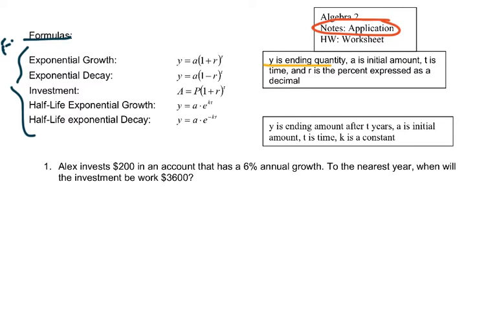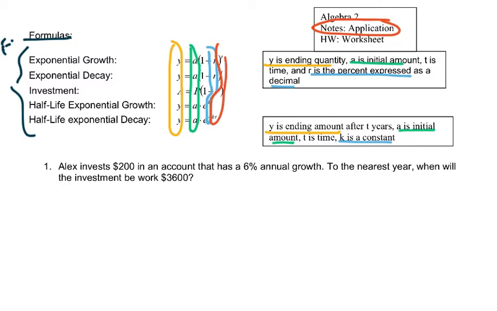So here, these are your ending amounts. So all of these values here are your ending quantities. All of our next values are your initial or your starting amount. These R's and the K, these are your rates. You want to make sure they're written as a decimal. And then T is time.